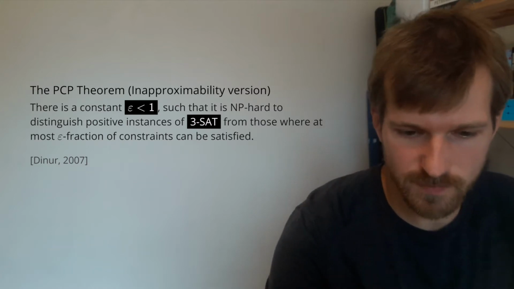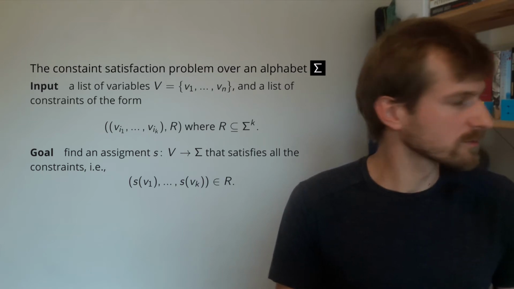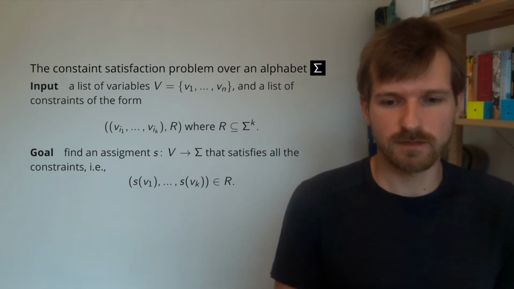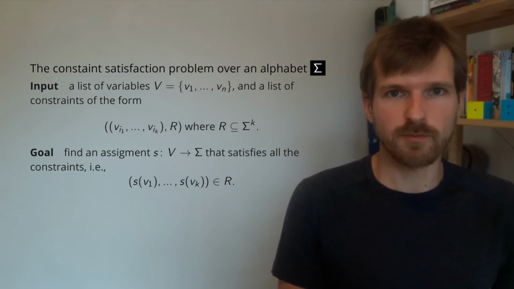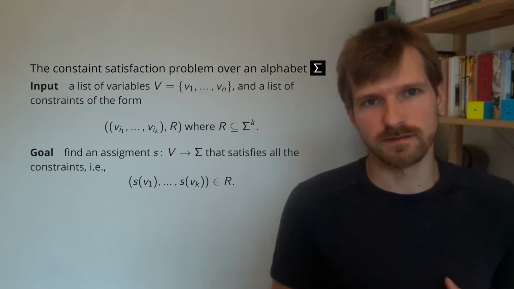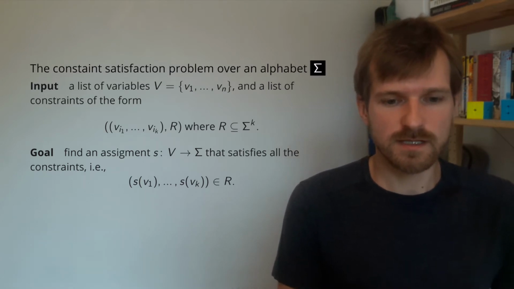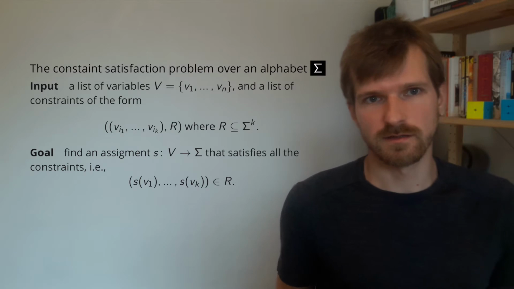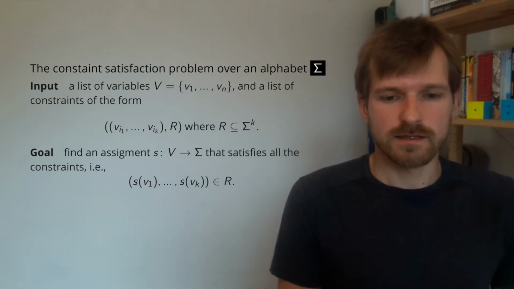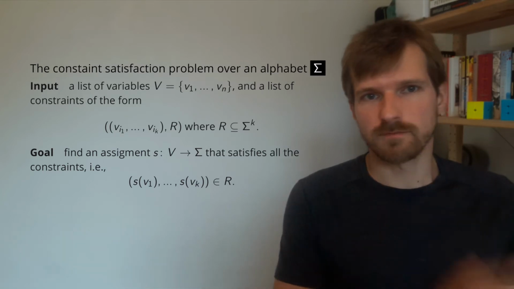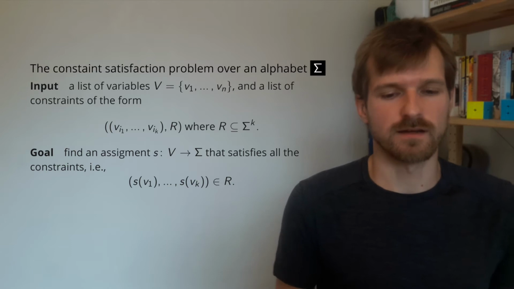So what is a CSP? The constraint satisfaction problem over an alphabet sigma is a problem that on input gets an n-tuple of variables and a list of constraints. Each of the constraints involves some k-tuple of variables, and is of the form: this k-tuple is in some prescribed relation. So when you are thinking about a verifier, right?